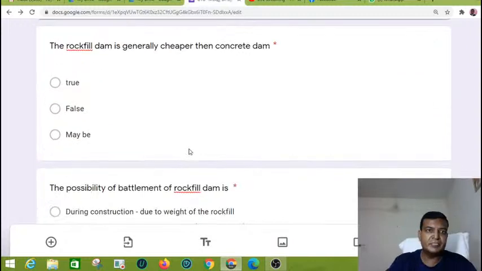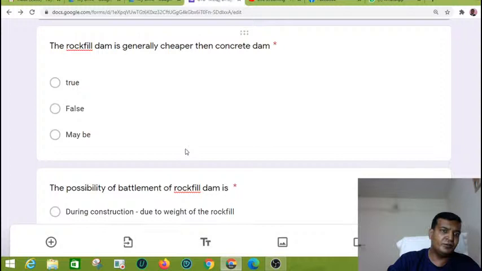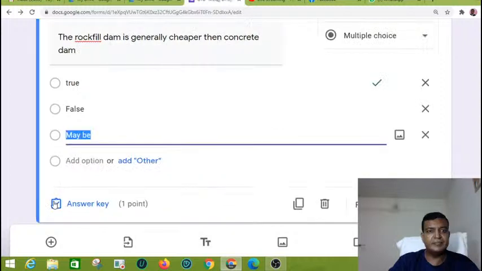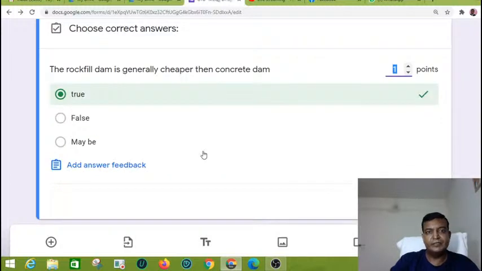Next objective. The rock-filled dam is generally cheaper than concrete dam. True, false, maybe. So let us see the answer, and the answer is true.